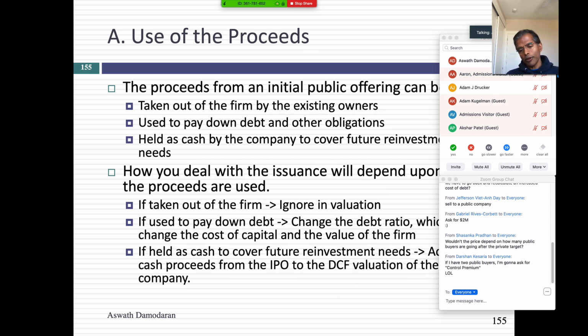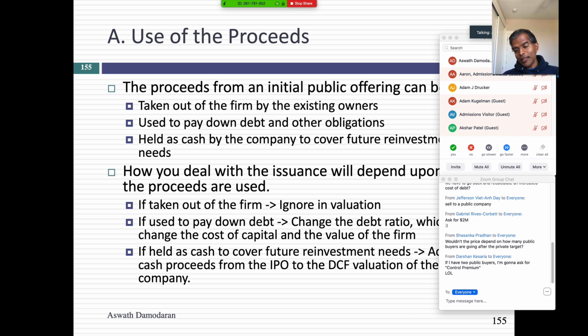So here's what I'm going to do. On the use of the proceeds, as I said, there are 3 things you can do. You can take it out of the firm, you can use it to pay down debt, or you can hold it as cash. If it's taken out of the firm, just ignore it because the cash will come and it'll go. It's not your problem. It's existing owners cashing out. If it's used to pay down debt, adjust your debt ratio and your cost of capital going forward because that debt's no longer going to be there. And if it's held as cash, just add the cash on to your cash balance.